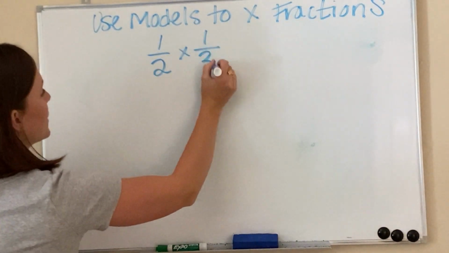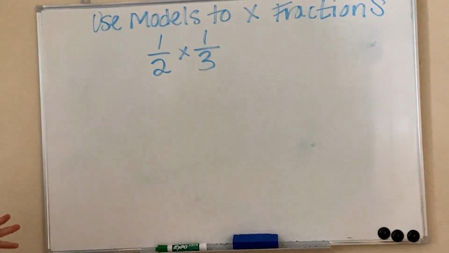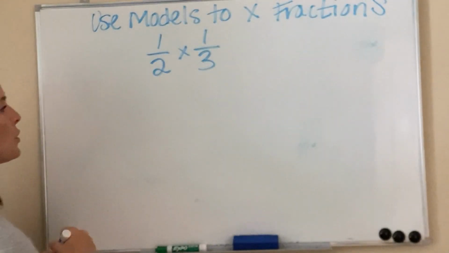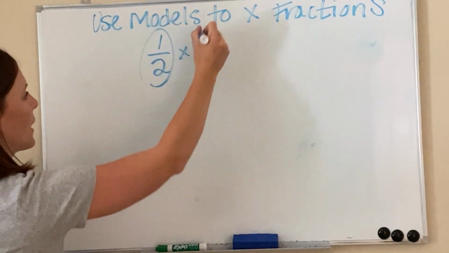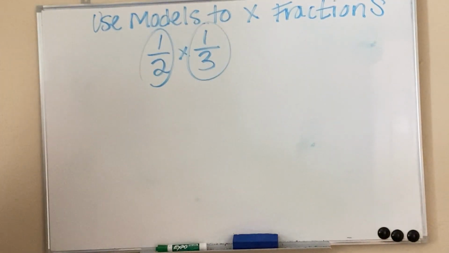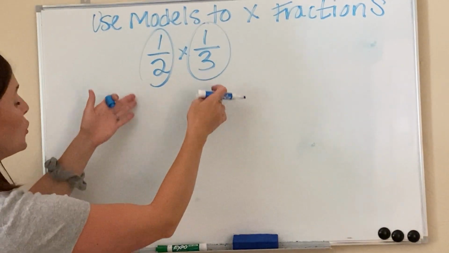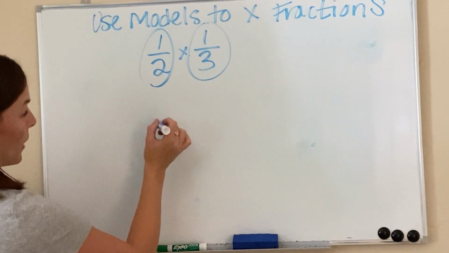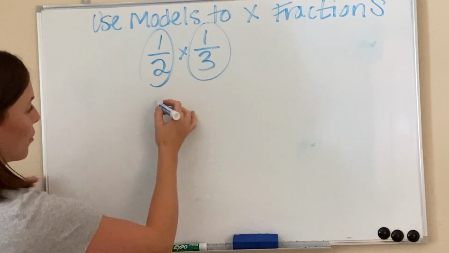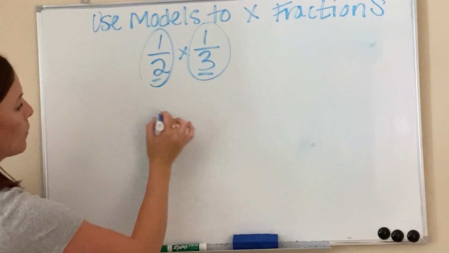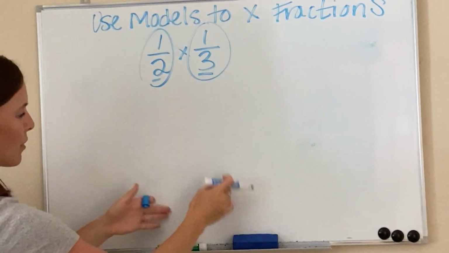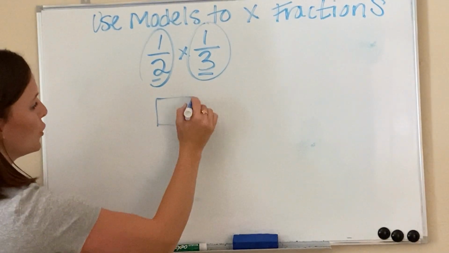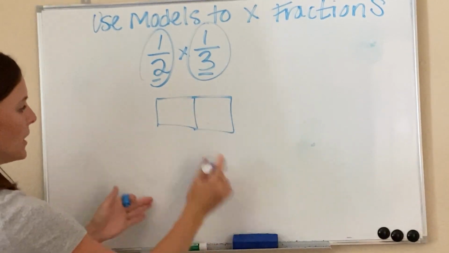So what this wants is it wants to know what's the amount of 1/2 times 1/3. So you're going to be working with each fraction to draw your models. So I have 2 halves essentially. So I want a 2 by 3. So look at your denominators. I want a 2 by 3. So that would be 2 pieces 3 times.